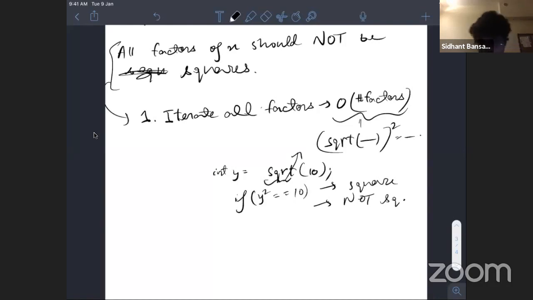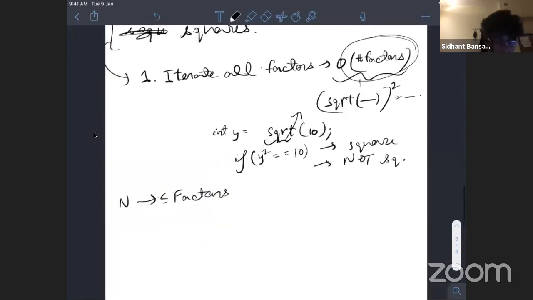Okay, another question you can answer in the chat. If I have a number n, how many factors does n have, at most? Anyone? N by 2. Okay, that's a pretty loose bound. Obviously, a number won't have more than n by 2 factors, but do you have a tighter bound?